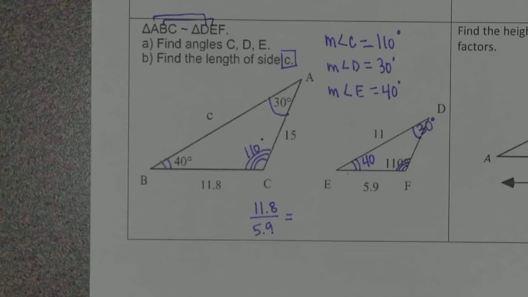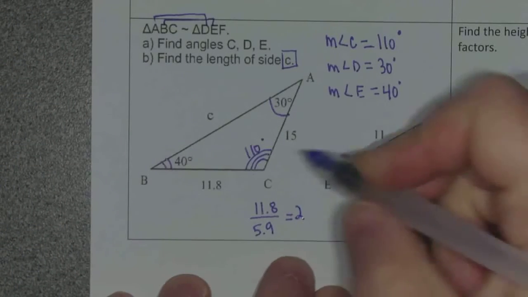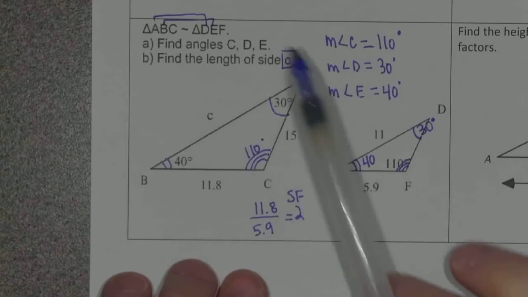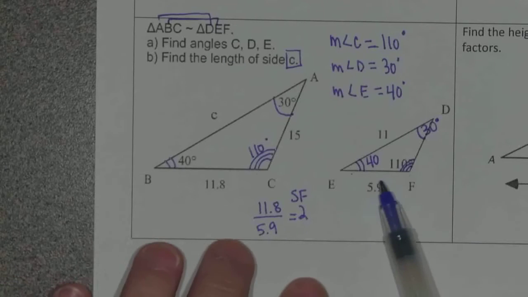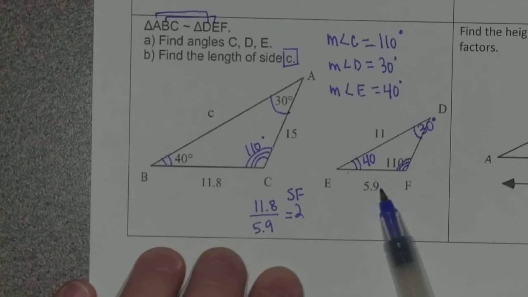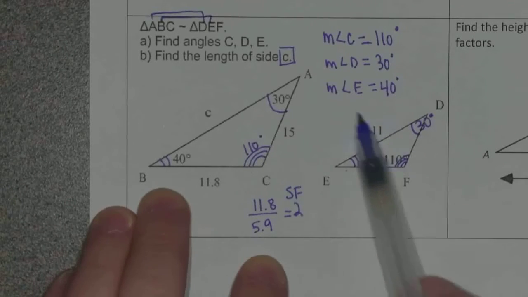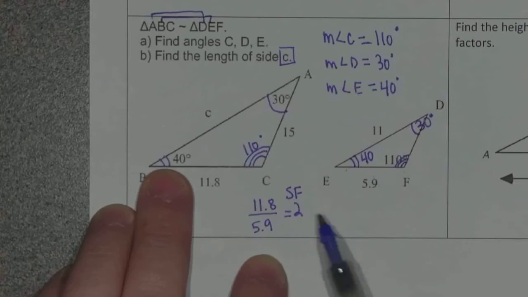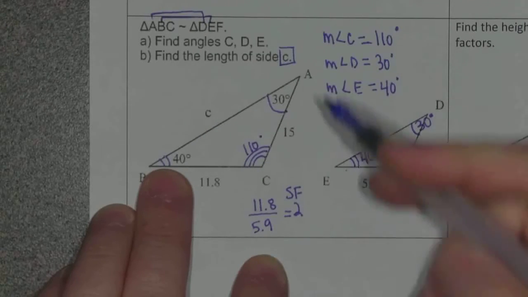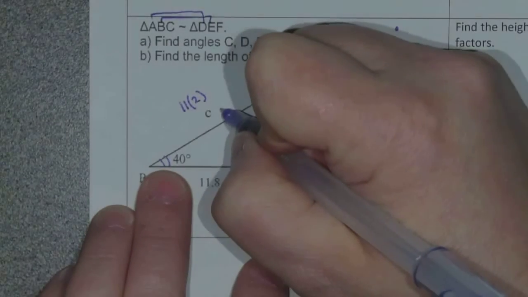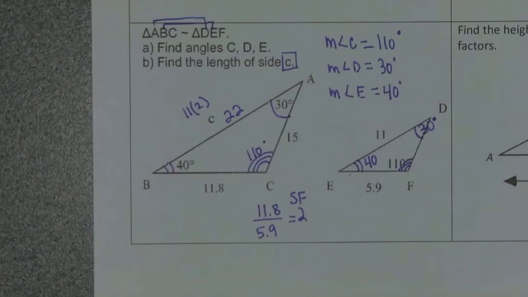Shout it out at me when you have it. It's 2, right? So we think our scale factor is 2. We actually know our scale factor is 2 because they already told us that our triangles are similar. So if we multiplied 5.9 by 2 to get to 11.8, what am I going to multiply 11 by to get to this other side? I'm going to multiply it by 2. So this side over here is going to be 11 times 2, which is how much? 22.